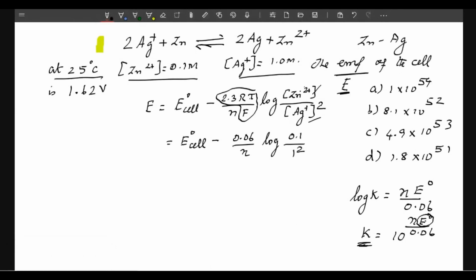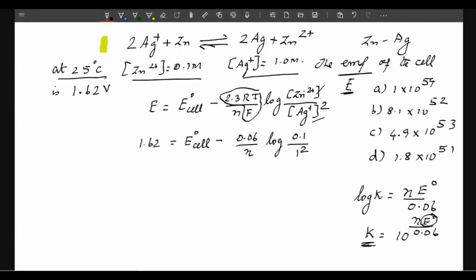Number of electrons involved in the cell reaction. How many electrons are involved in the cell reaction? 2 electrons. Therefore, put the value for N as 2 and find out the log of 0.1 and everything. Now you can calculate the E naught of the cell. After calculating E naught of the cell, you can calculate this one.